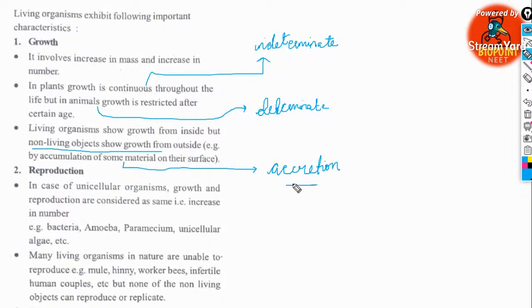Accretion. Clear with that? Such a growth by accumulation of some material on their surface is known as accretion. So both non-living and living organisms grow. Therefore, we cannot say that growth is a defining property of all living organisms.